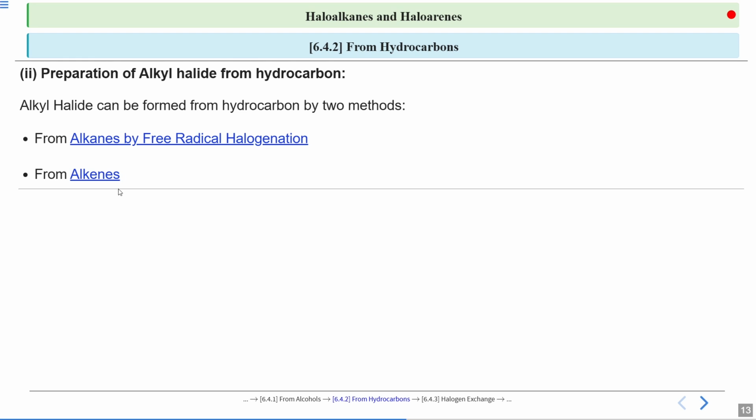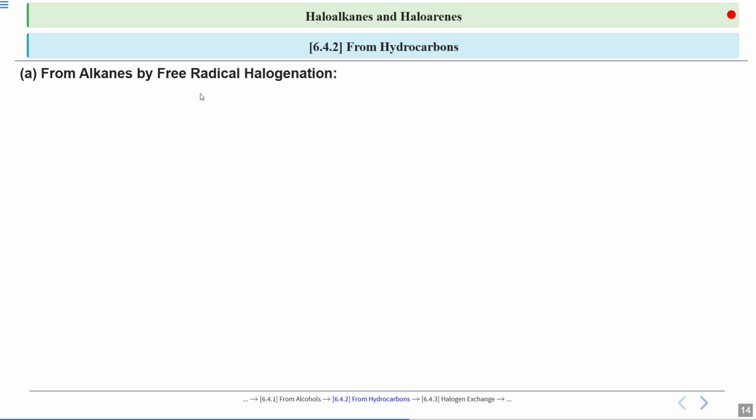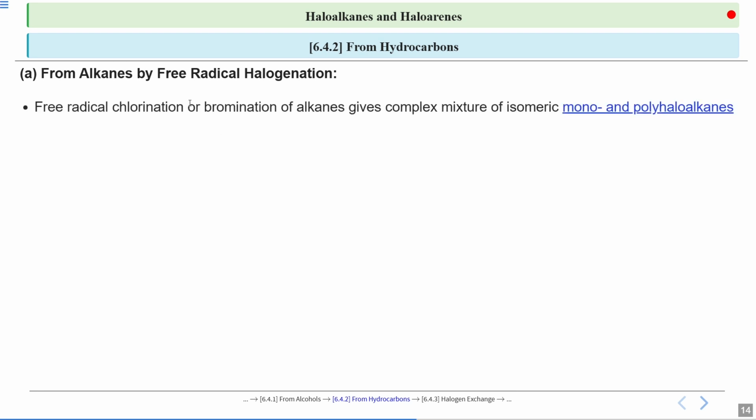They are the hydrocarbons that you are going to react with a suitable reagent, and you are going to get alkyl halide. Okay, so from alkanes you can get the alkyl halide by free radical halogenation. Let's see this. From the alkanes by free radical halogenation, free radical chlorination or bromination of the alkanes gives a complex mixture of isomeric mono and polyhaloalkanes.